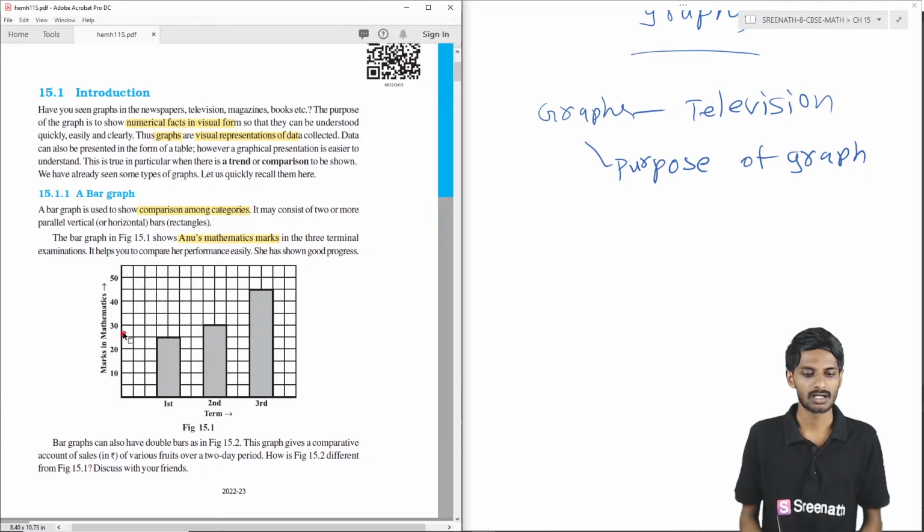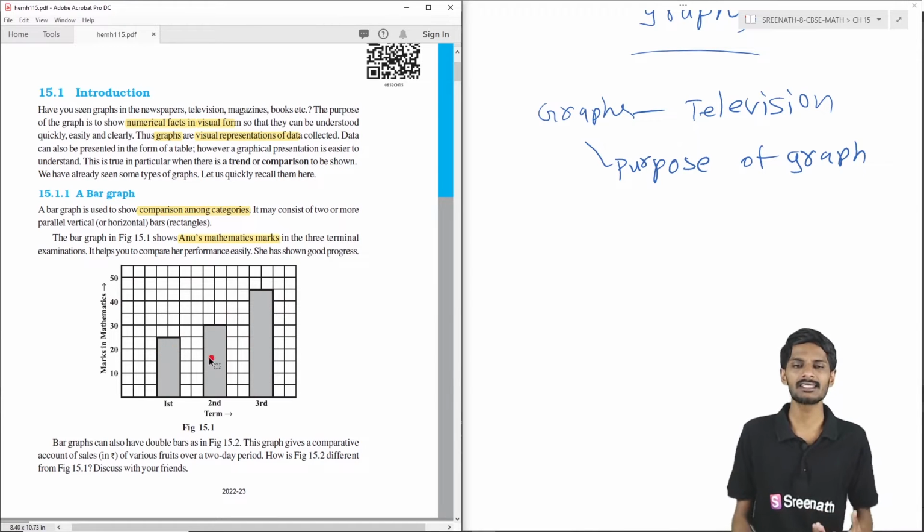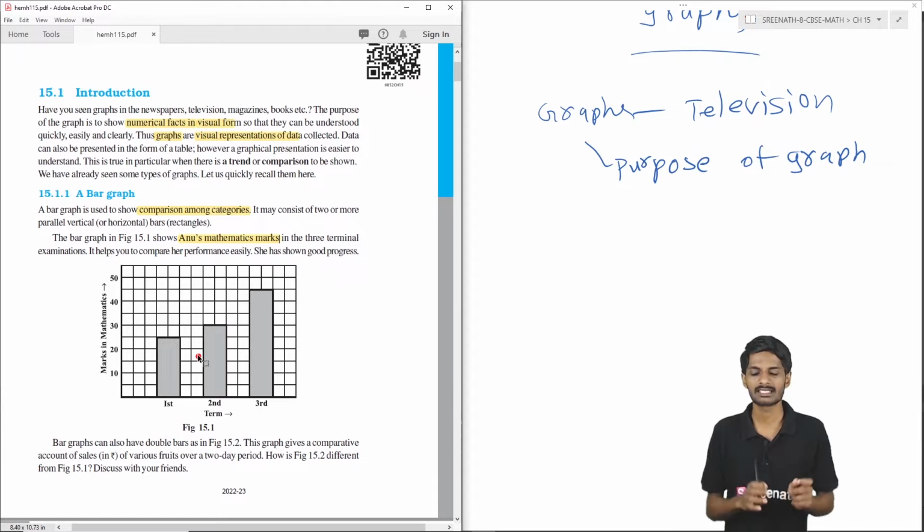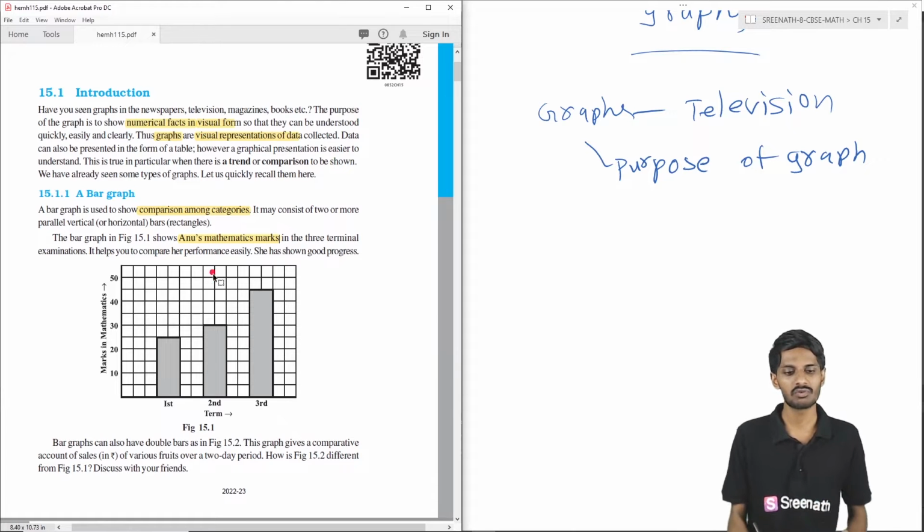The first terminal examination marks are 25, the second terminal examination marks are 30, and the third terminal examination marks are 45, students. So we can see that there is good progress in her marks, students. In this way we can do it.